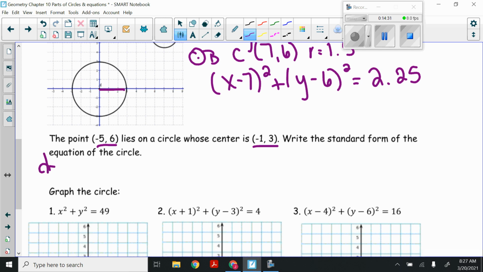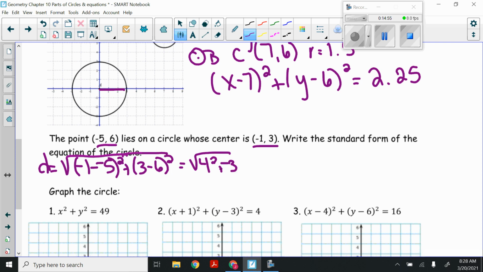So remember, the distance formula is the square root of x2, so negative 1 minus x1, negative 5, quantity squared, plus y2, 3, minus y1, 6, quantity squared. Negative 1 minus negative 5 turns to negative 1 plus 5, so that's the square root of 4 squared. 3 minus 6 turns to negative 3 squared. 4 squared is 16. Negative 3 squared is 9. 16 plus 9 is 25. The square root of 25 is 5.